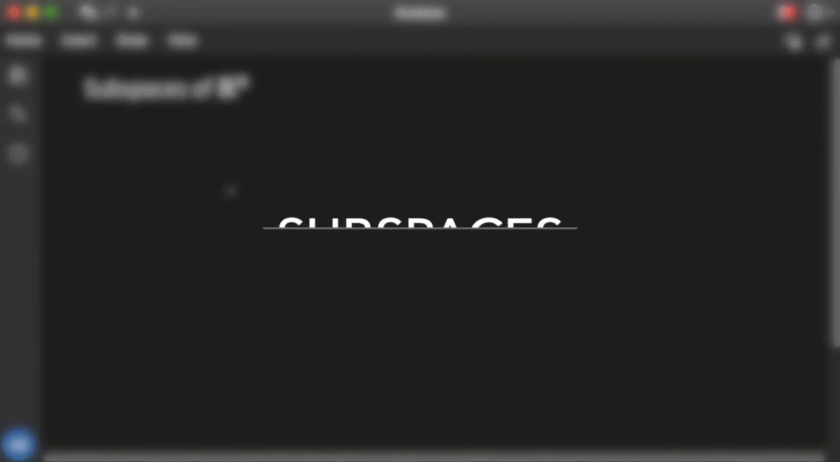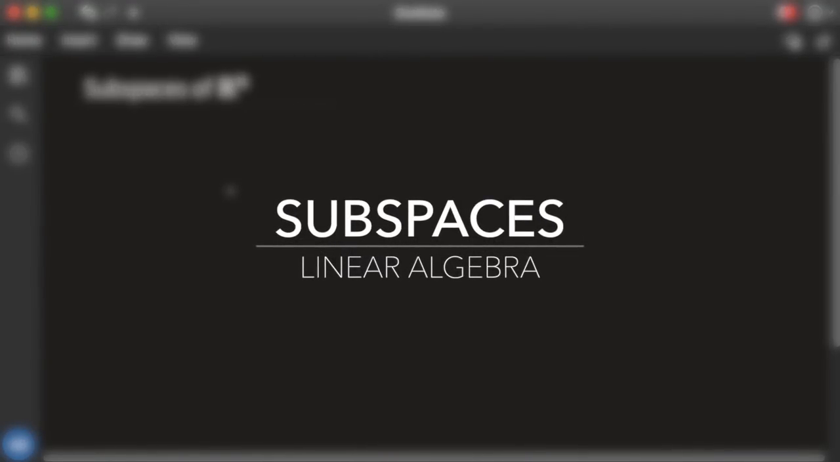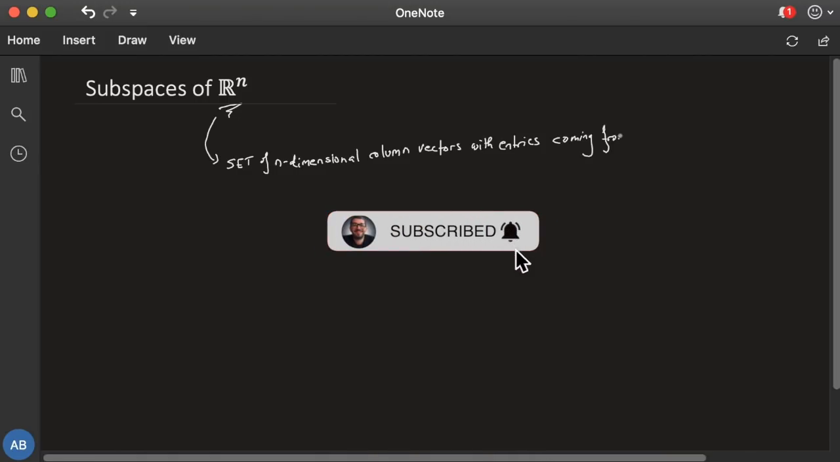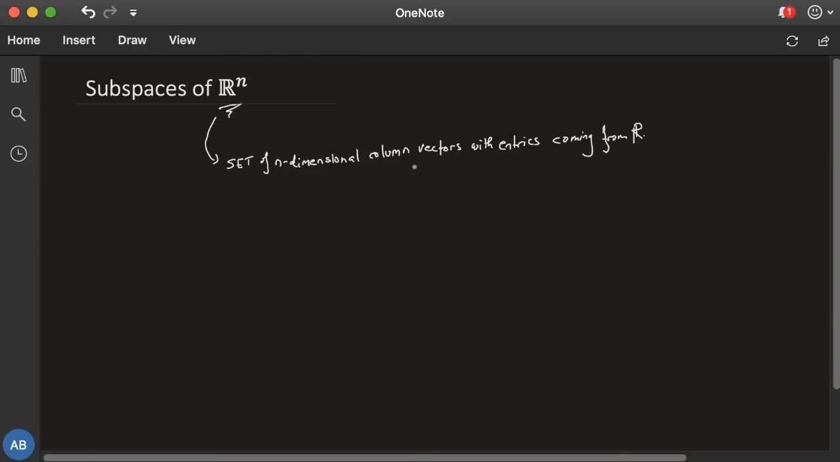Right, so now we'll talk about subspaces. We will be studying the space Rn, that is, the set of n-dimensional column vectors with entries coming from R. In other words, the entries of the column vectors are real valued. Now we continue our study of matrices by considering a class of subsets of Rn called subspaces. So you can think about a subspace as a subset of Rn. We'll define subspaces rigorously, but for the moment, think about subspaces as subsets of Rn.